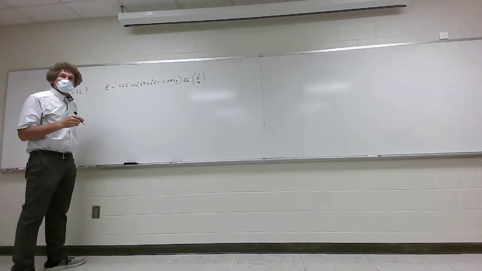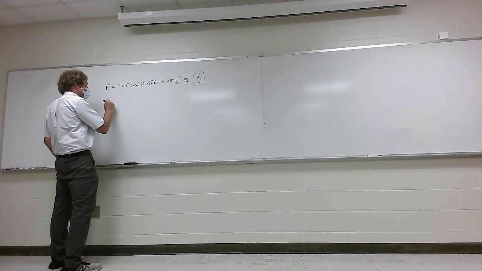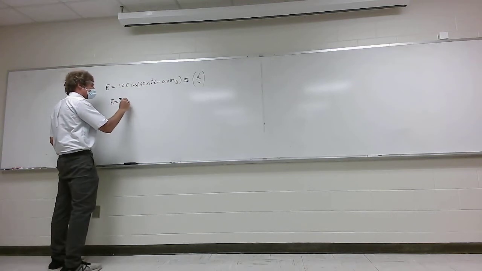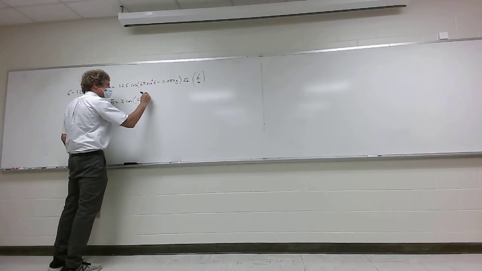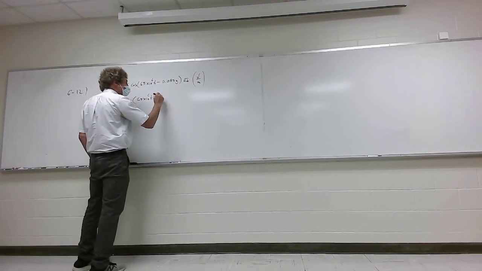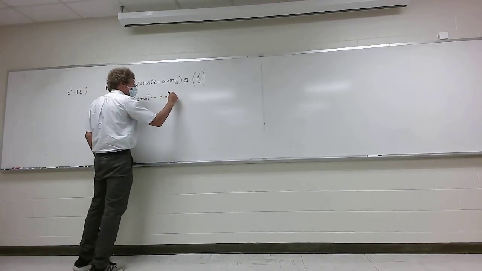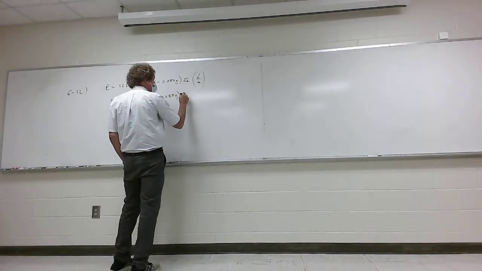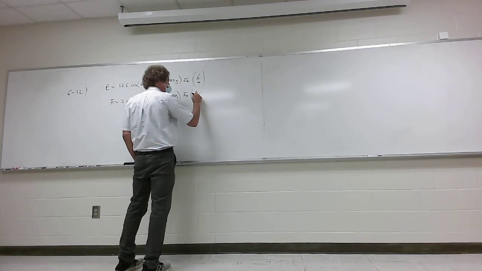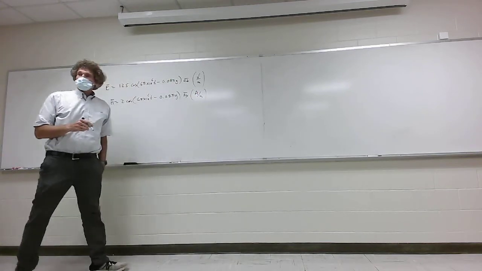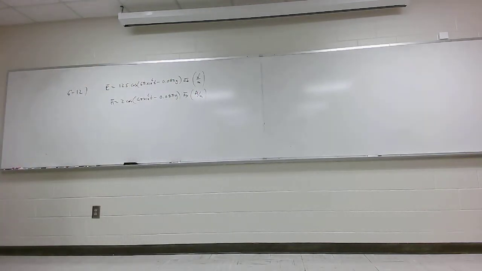And H is 2 cosine 6 pi times 10 to the 6t minus 0.08 pi y, and this is going to be in the AX direction, right? And this is amps per meter? This is the standard waveform in the time domain. Find mu r and epsilon r.